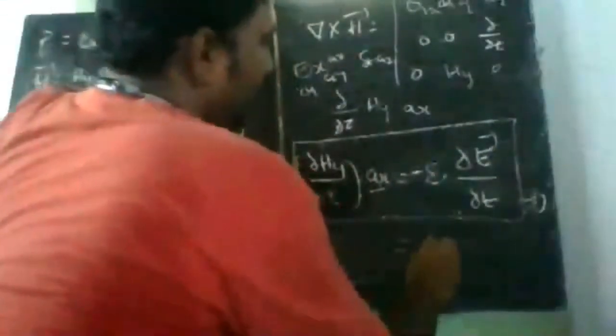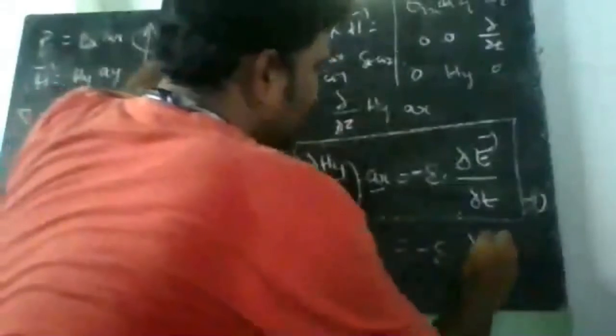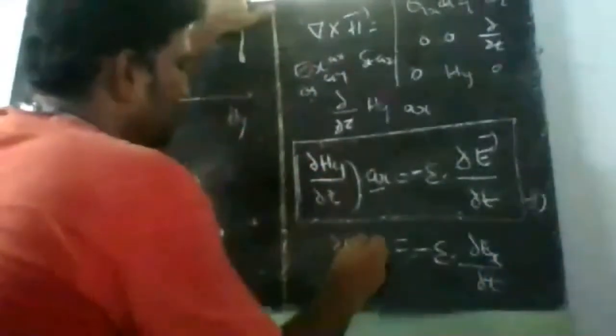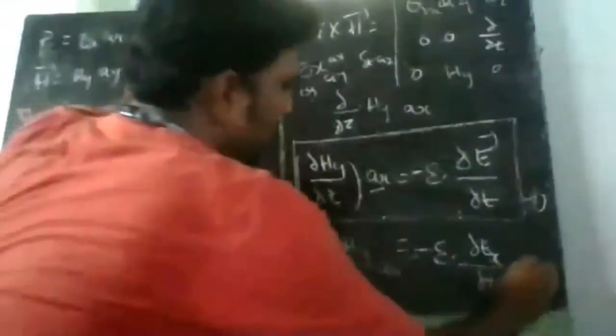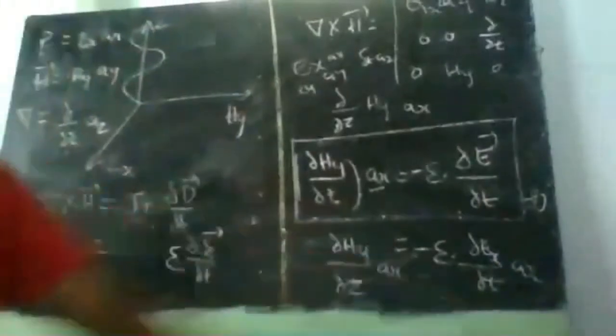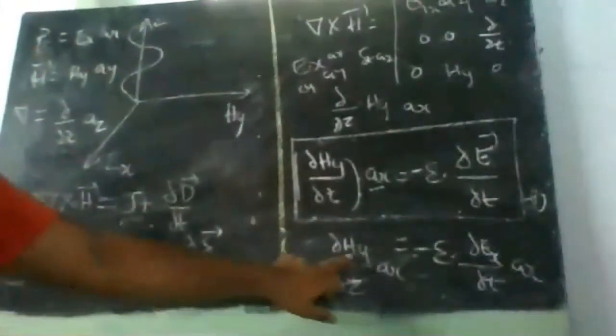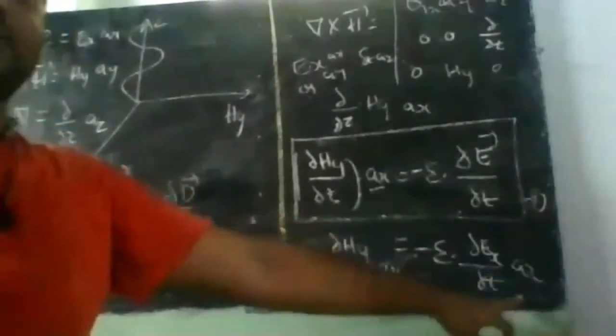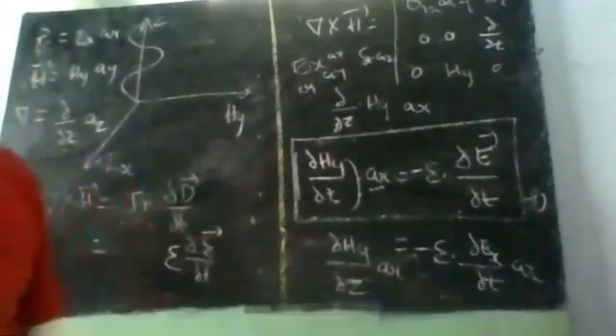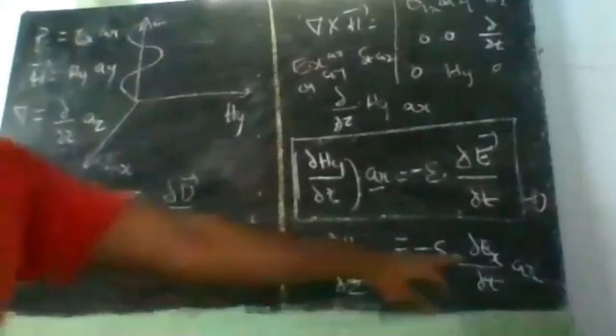So here we take minus dou Ex by dou t is equal to dou Hy by dou z, along ax, and this is along ax. So we can observe that if the magnetic field is along Hy, then only the electric field will be along ax. Hy, Ex.